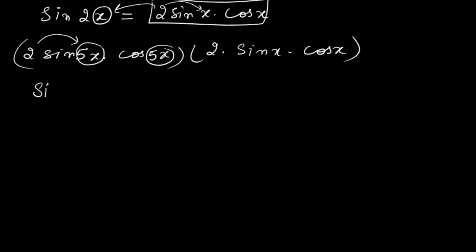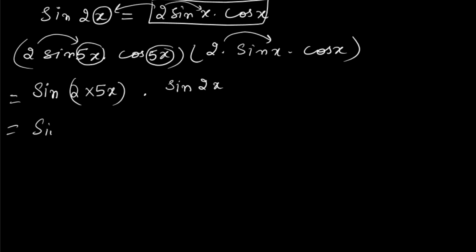So I can write it as sine 2x. So what is x here? 5x. So sine 2 into 5x, because this is of the form 2 sine x into cos x. The same thing here also I'll do. This 2 will multiply with the angle, so it will become sine 2 into x, because this is 2 sine x into cos x. So I can write sine 2 into 5 is 10x. Sine 10x into sine 2x.